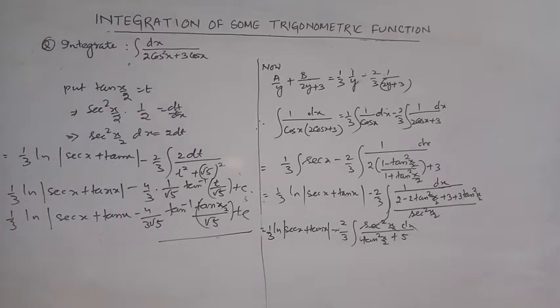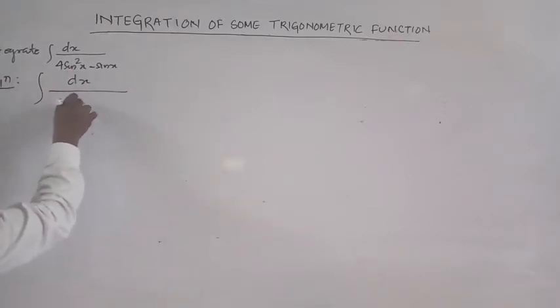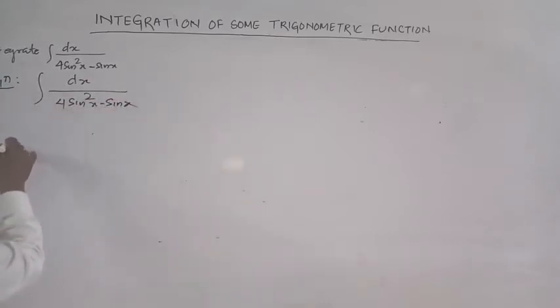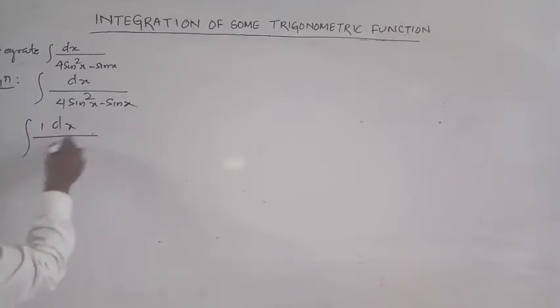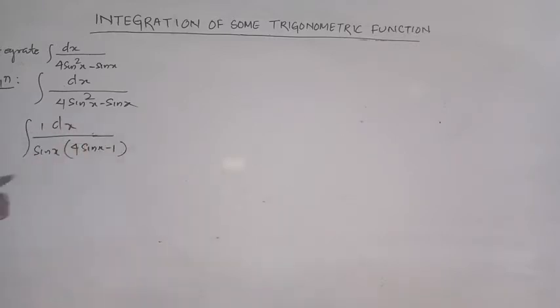Okay, this is one more question: integration of dx divided by 4 sin square x minus sin x. So the solution is the integration of dx by 4 sin square x minus sin x. This is also a problem of partial fractions, because here, taking sin x common, we get 1 by sin x into 4 sin x minus 1. Okay, this is also partial fraction.